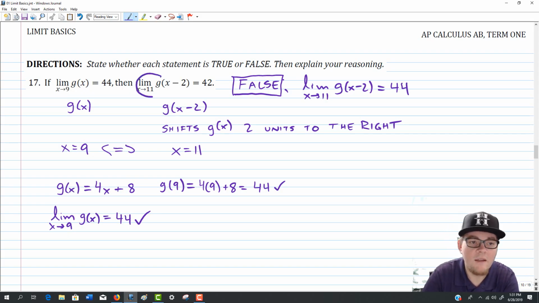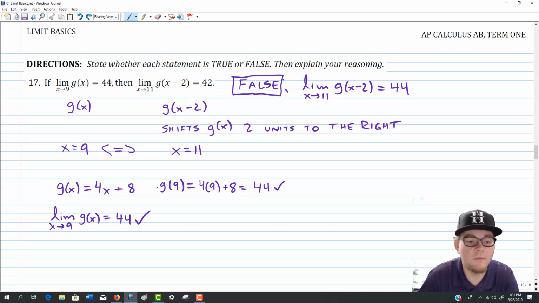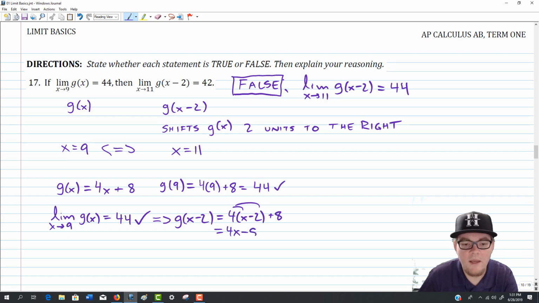Now let's check, is the limit as x goes to 11 of g of x minus 2 equal to 42? To do that, let's see what happens. So g of x minus 2 is going to be equal to 4 quantity x minus 2 plus 8. Since we're here, and this isn't too bad, we can distribute that out. We'll have 4x minus 8 plus 8 is equal to 4x.